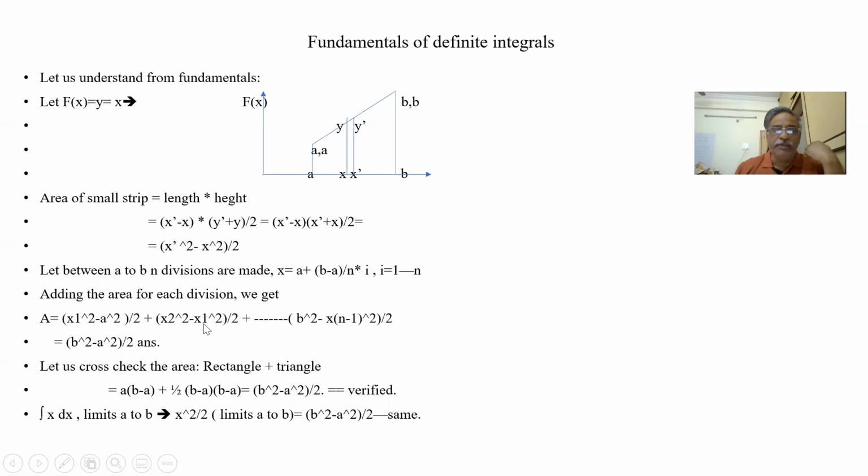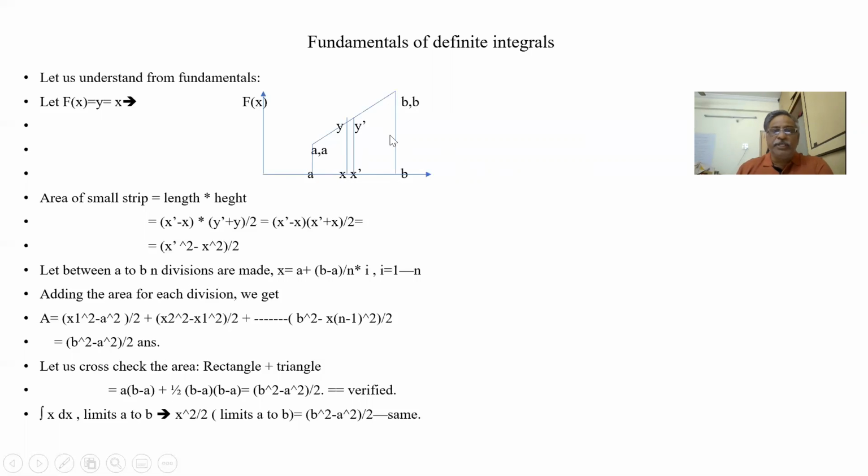The second strip is x2 square minus x1 square by 2. Like that, what is the last strip? b square minus xn square by 2. So I have converted this area into an infinite number of small areas. When we add these, x1 square will cancel, as this is plus and this is minus. Similarly, x2 square minus x2 square gets cancelled. Like that. What is left after adding? b square minus a square by 2. So this is the area under this line between limits a and b.